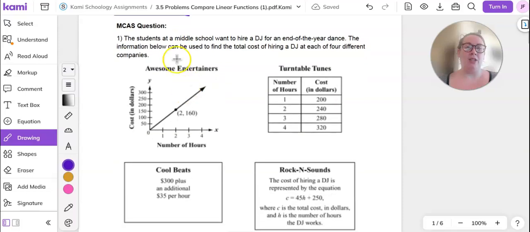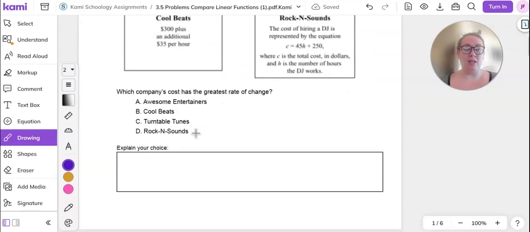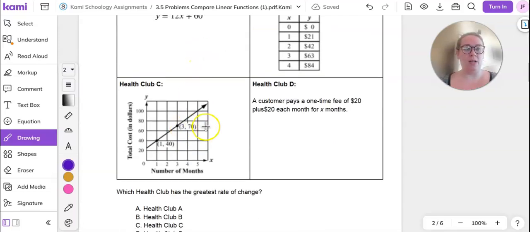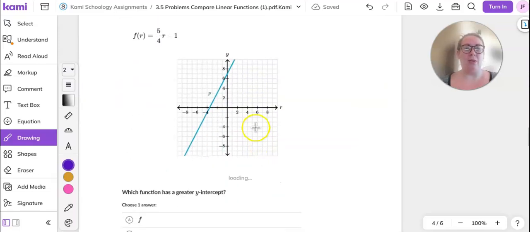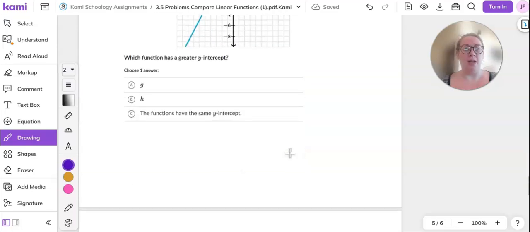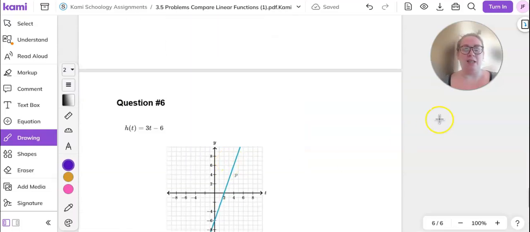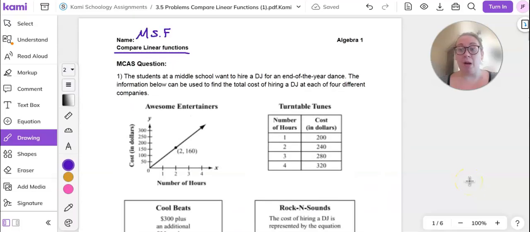So we're going to look at two MCAS questions. That's on page 1. Here's another one on page 2. And then we have some practice questions that I pulled from Khan Academy. And there are 6 in total. So we're just working through 6 problems here, practicing comparing linear functions.